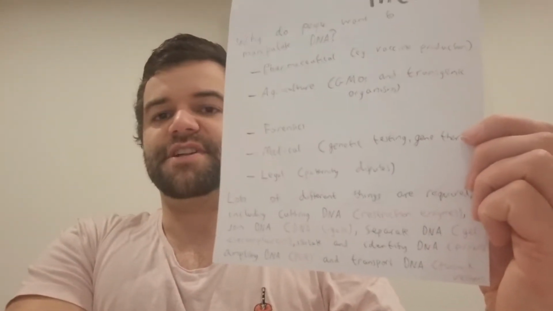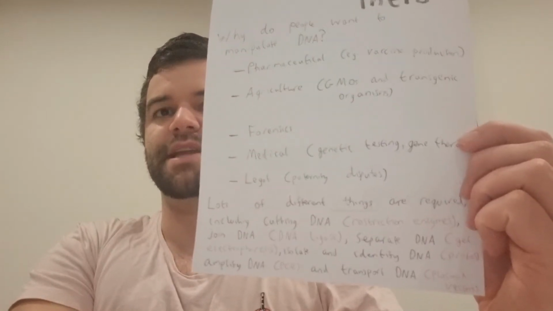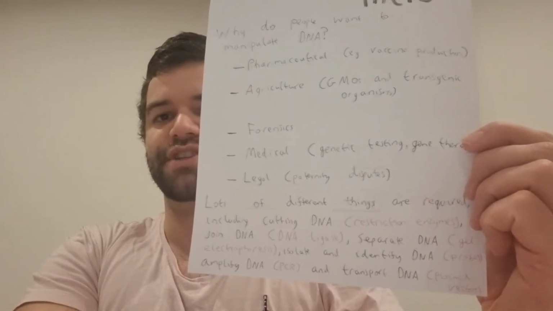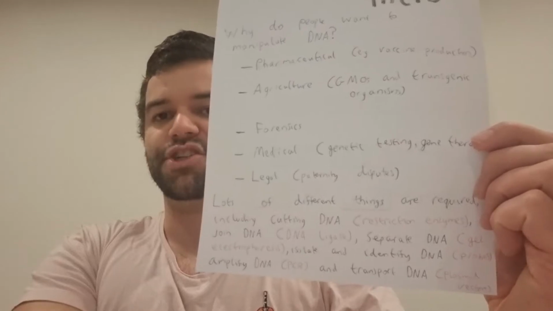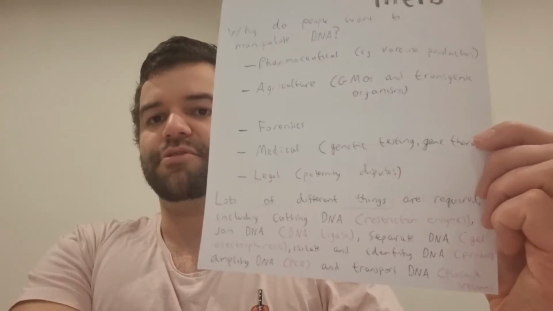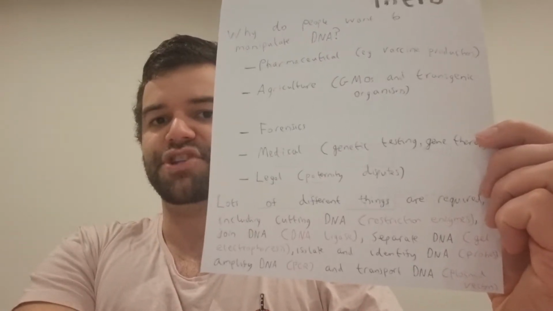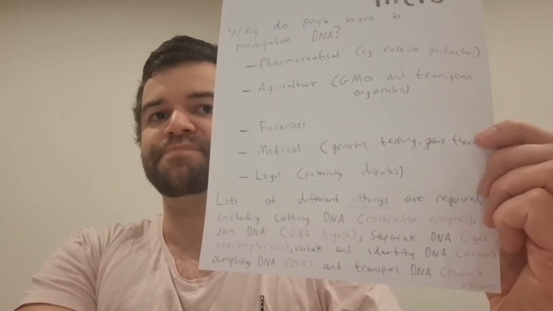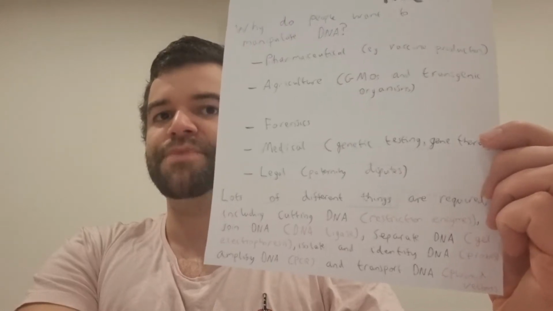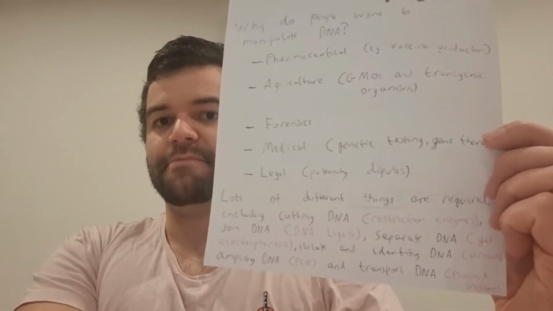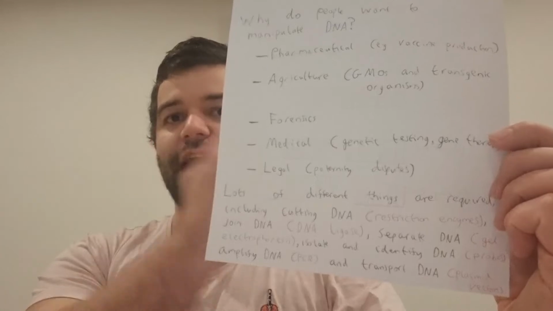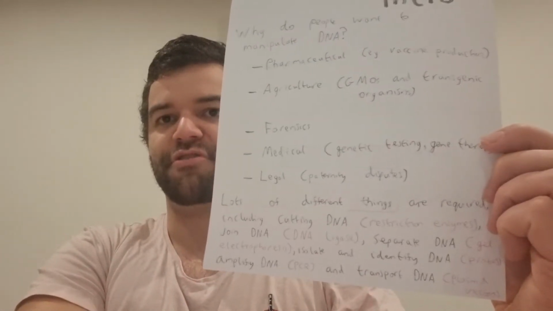So there are lots of different tools and processes that scientists use to manipulate DNA. That includes having to be able to cut out specific bits of DNA, for which they use restriction enzymes, being able to join bits of DNA together, for which they need DNA ligase, being able to separate DNA fragments out according to size, for which they need a process called gel electrophoresis, the ability to isolate and identify specific bits of DNA, for which you need DNA probes, the ability to amplify DNA, meaning to make many more copies of DNA, for which you need the polymerase chain reaction, PCR, and then the ability to transport DNA through vectors.